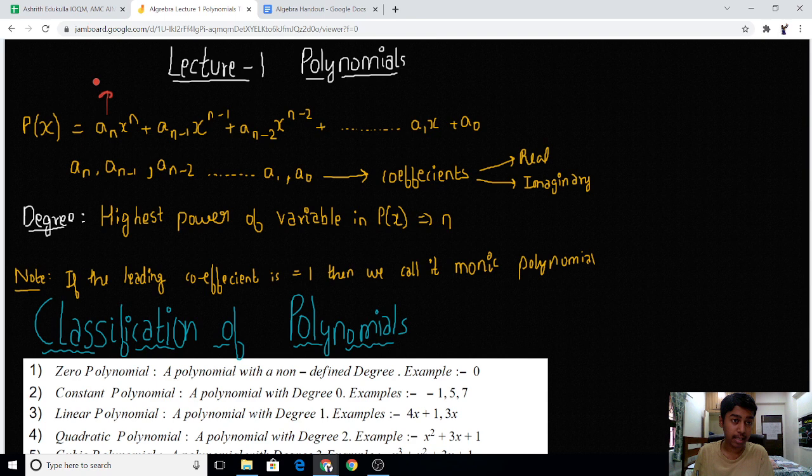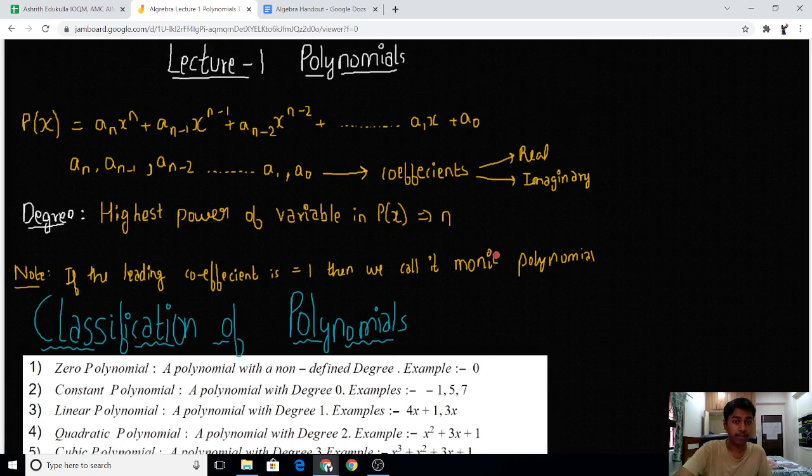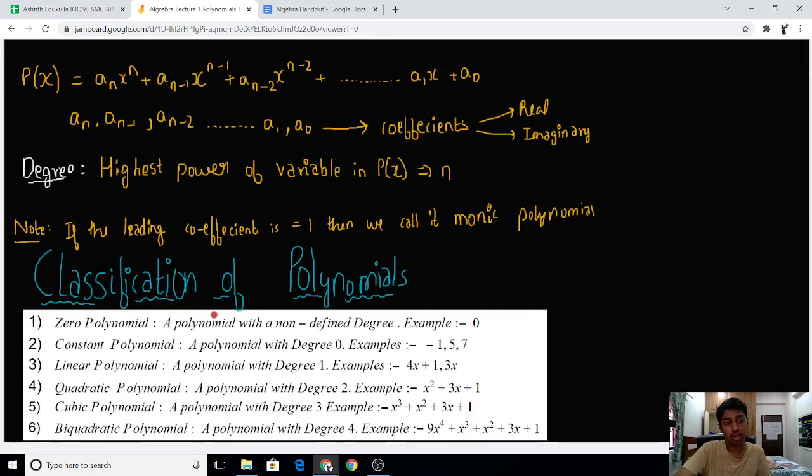And if a_n equals 1, as I wrote here, if the leading coefficient, which is a_n, equals 1, then we call the polynomial p of x a monic polynomial. So I have classified a few polynomials. There are many types of polynomials. Zero polynomial. This is just for the sake of notes.